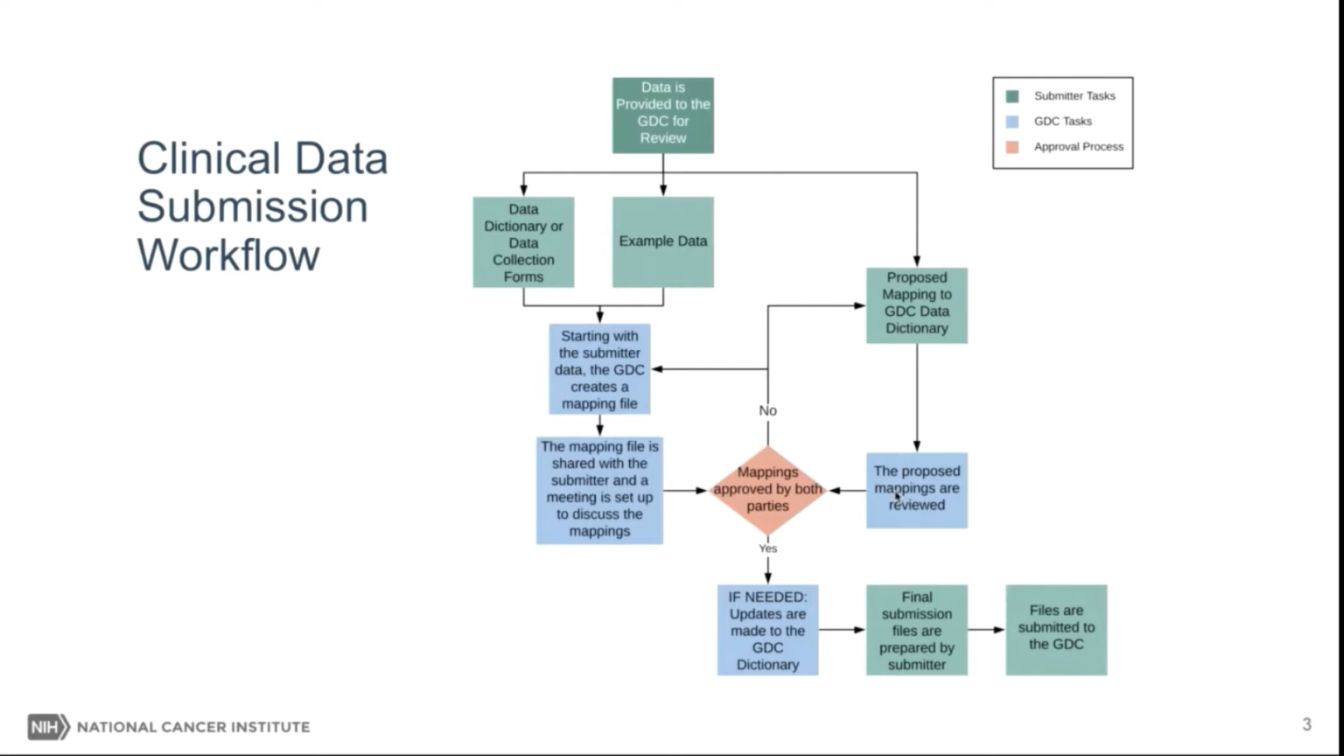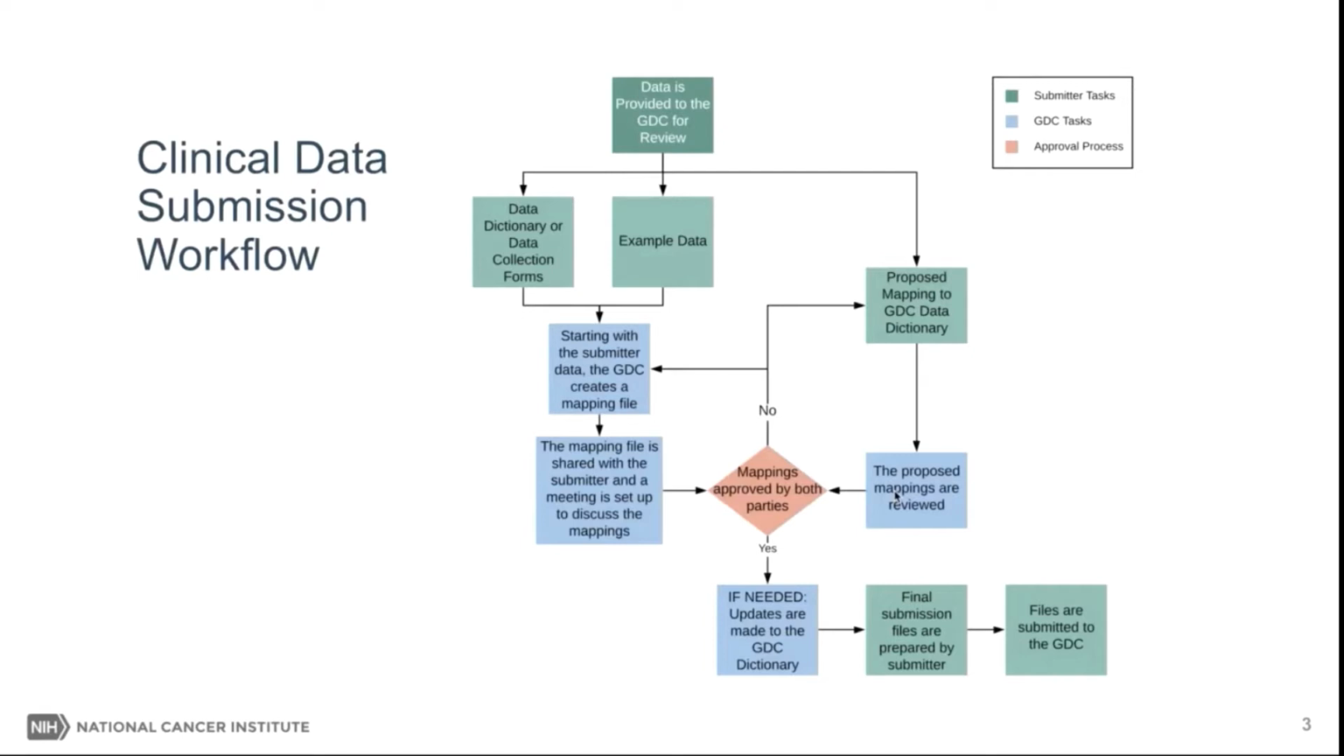So I'll start just by working through this real quick workflow, and then I'll go into more detail about each of these steps. So the first step when submitters are providing us with clinical data, they either need to get us what I'll call source data, and that can be in the form of a data dictionary or data collection forms or example data, subset of their existing data. And that process starts with us at the GDC, typically myself, creating a mapping file for them, proposing mappings, and then working with them. It's an iterative process to get to a final mapping that all parties can agree on.